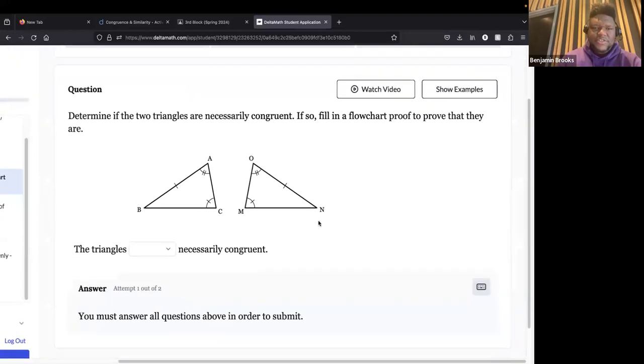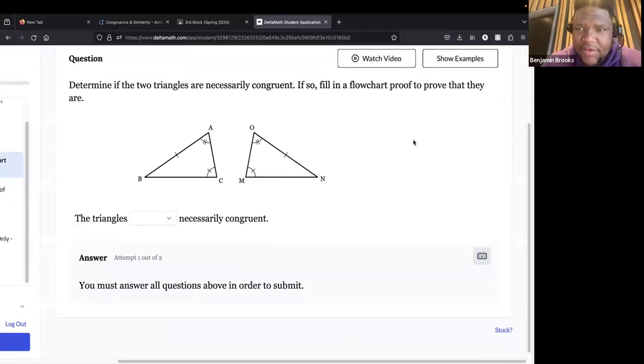All right, determine if two triangles are necessarily congruent. Fill in the flow chart. So the two triangles, we can see we've got two angles and a side. So they are congruent.